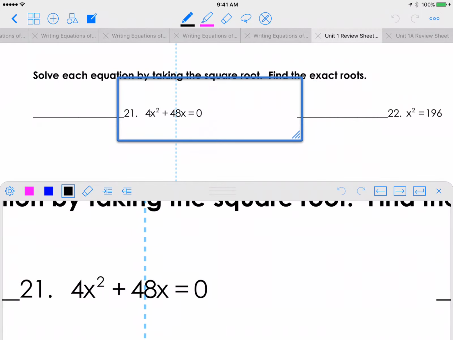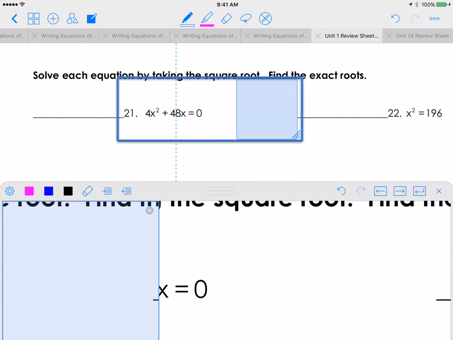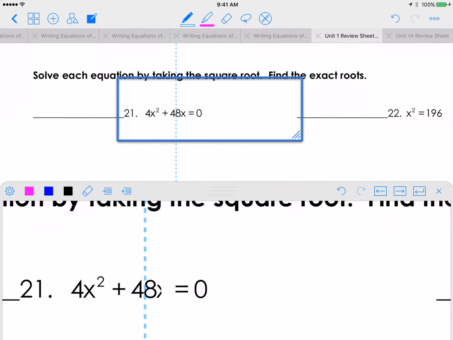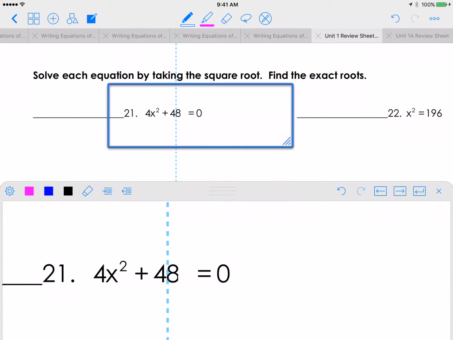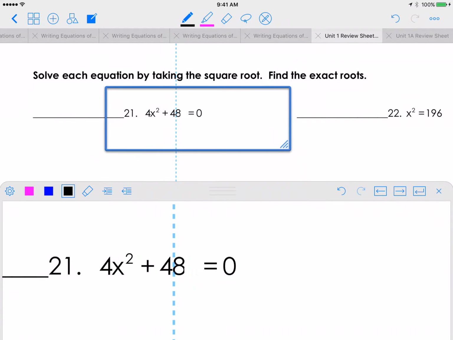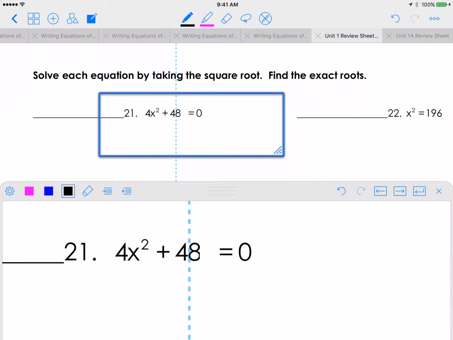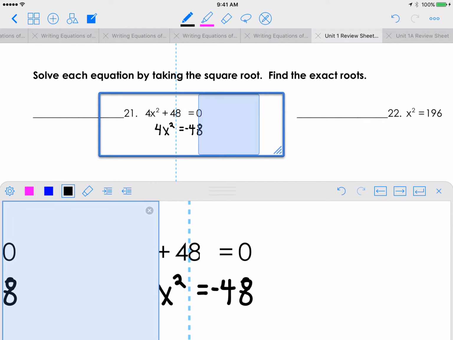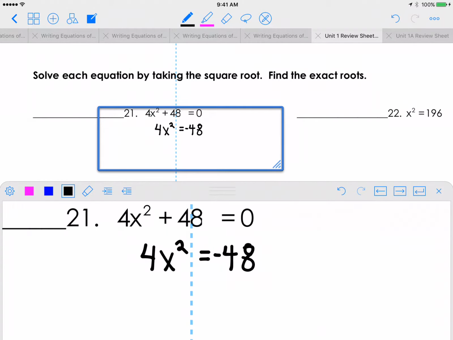So on this one, this should not have the x right there. So go ahead and get rid of that x. There should be no x there. Or we can't do the taking the square roots on this one. So what we can do here is we can subtract over. Remember, we need to isolate that x squared for square root.